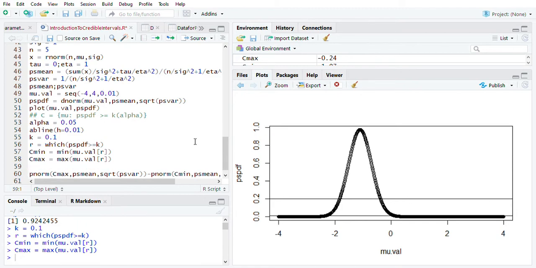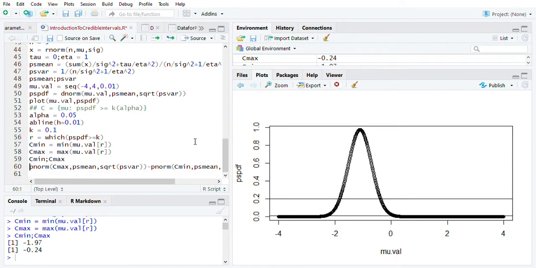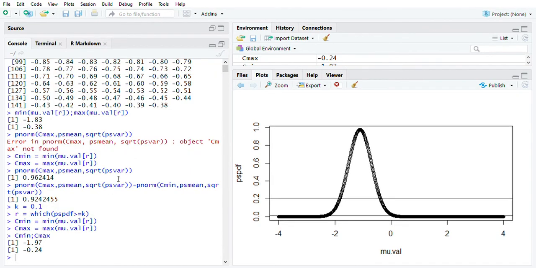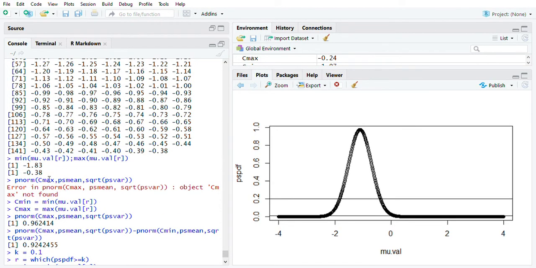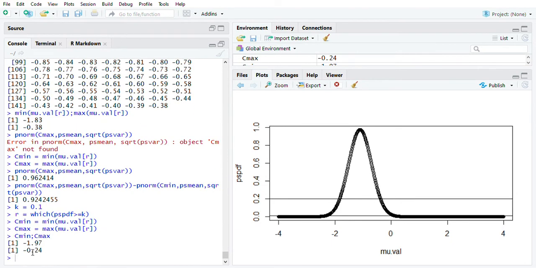Let us look at the values C mean and C max here. So now my interval is minus 1.97 to minus 0.24. So the interval has broadened. Earlier the interval was, see here, minus 1.83 to minus 0.38. Now because I went down on the y-axis, the interval has broadened. It is minus 1.97 to minus 0.24.